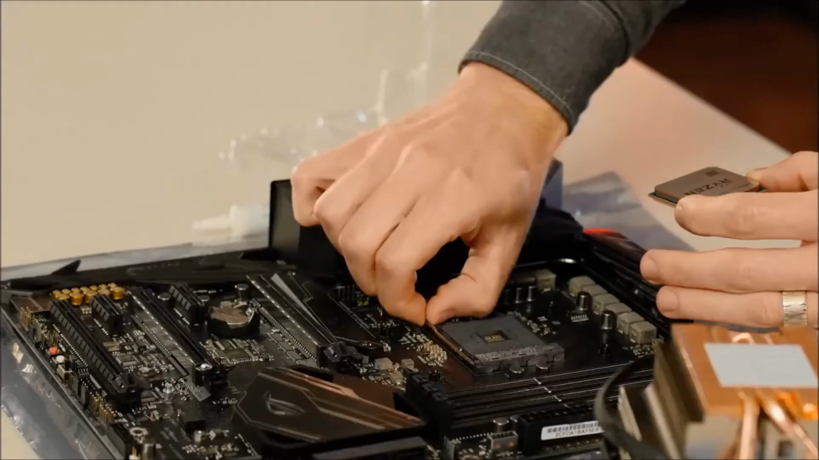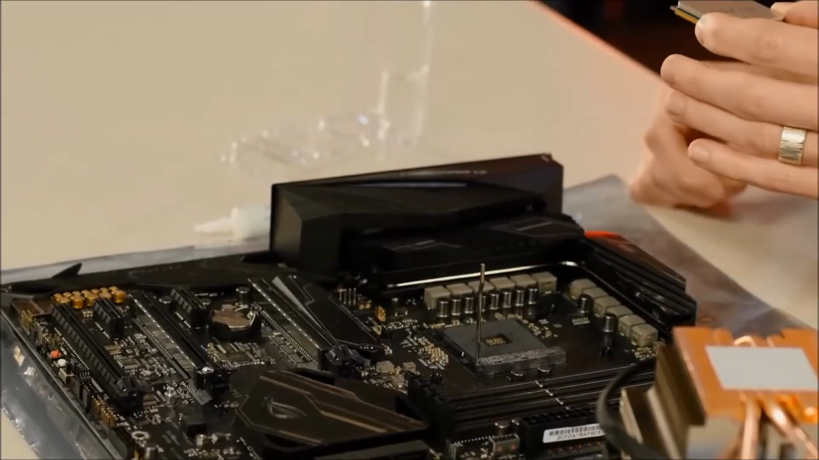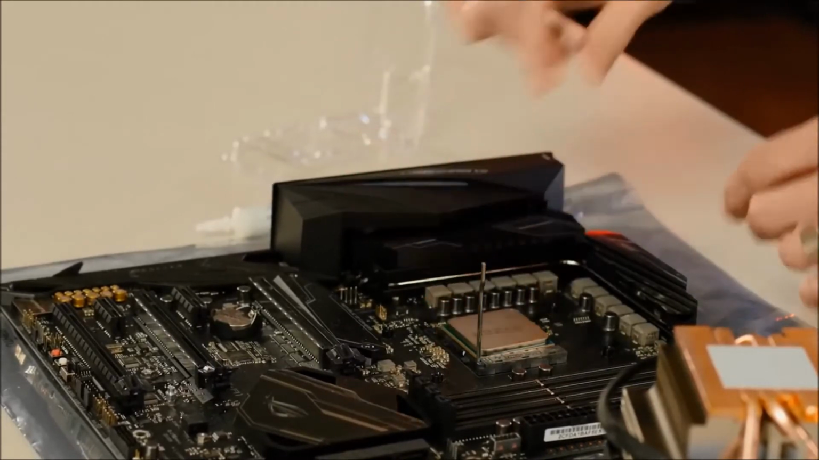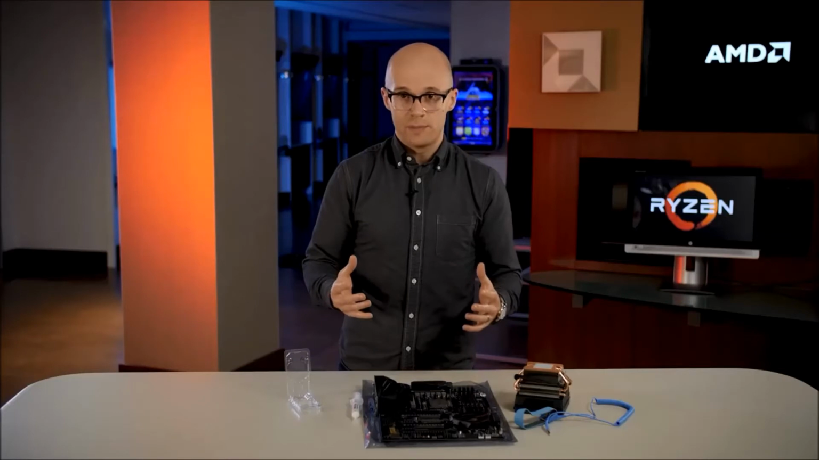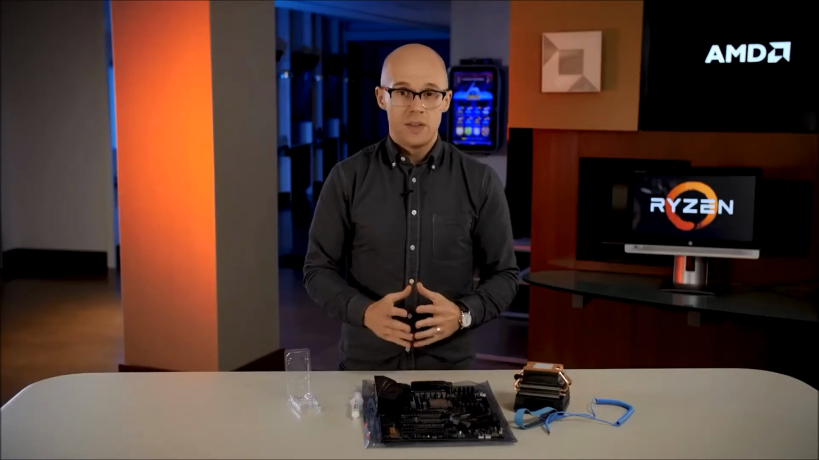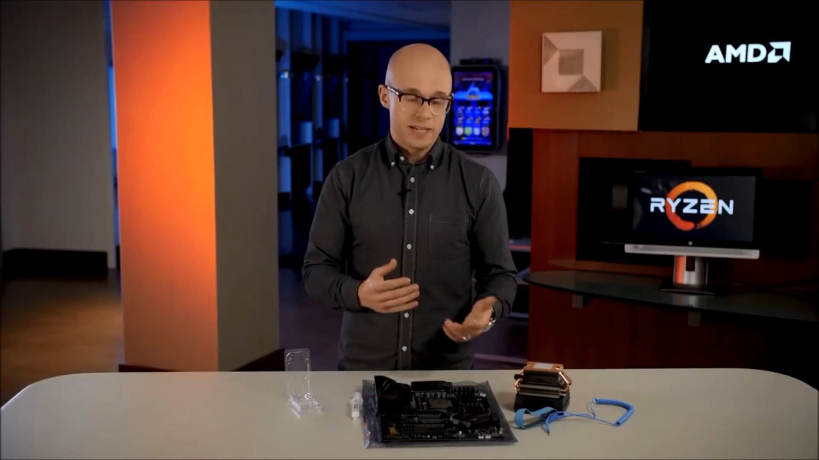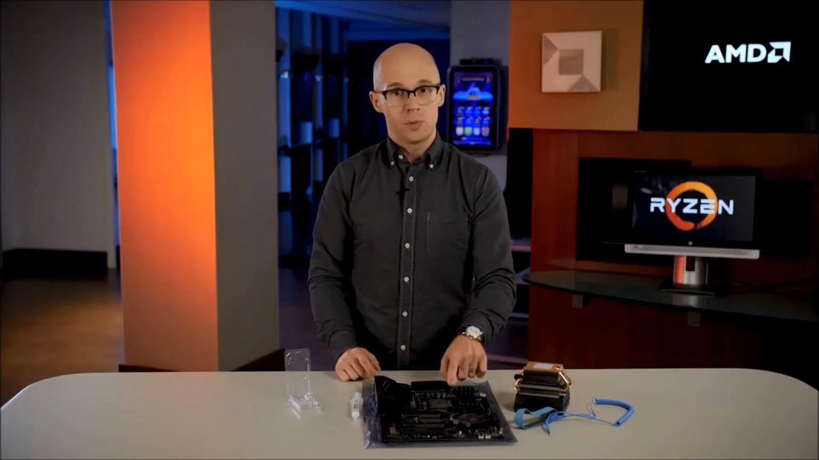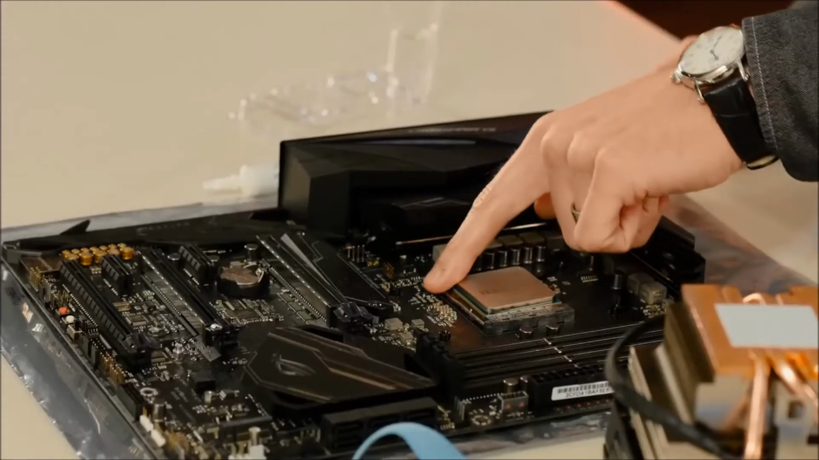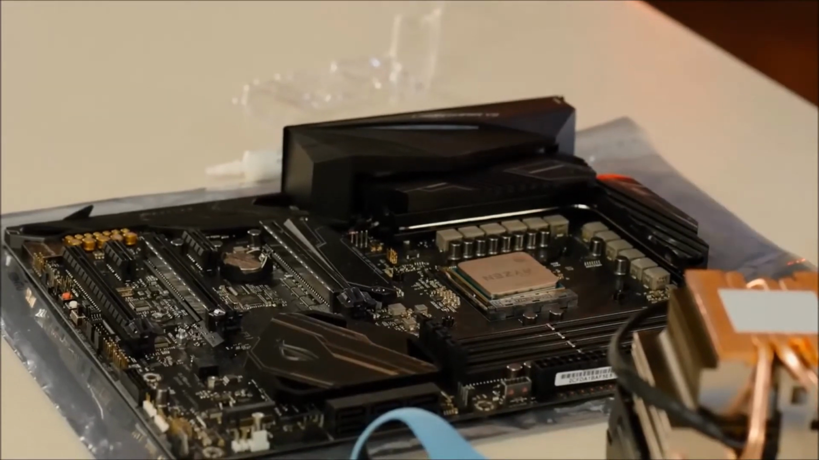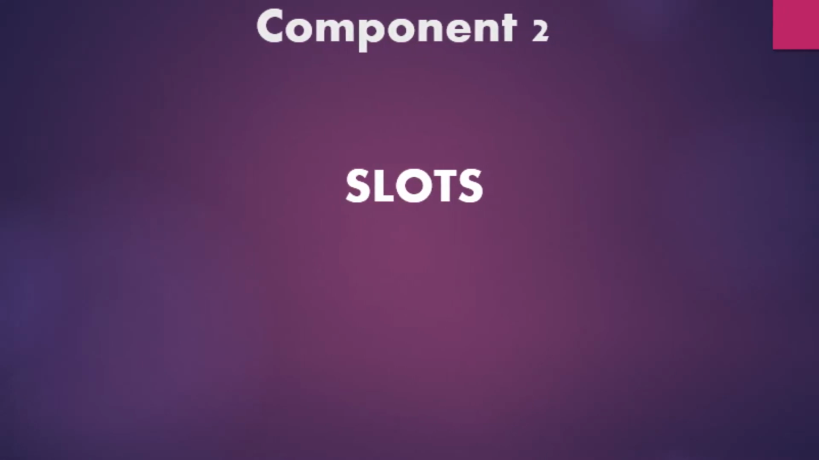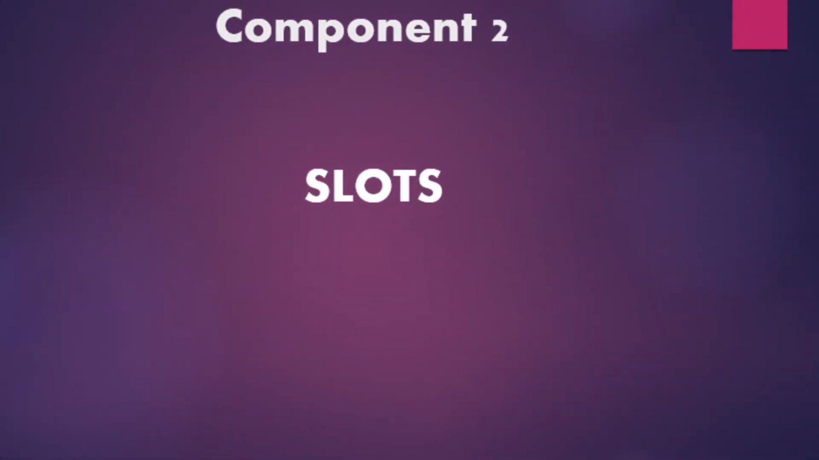And then you lift the metal arm on the CPU socket, and then you simply drop the processor into the socket. My CPU dropped in effortlessly. It should feel really easy to install this CPU. If it's not easy, then the CPU is either installed in the wrong orientation or you've not yet raised the metal retention arm on the socket. So once the CPU is installed, you can simply put that metal arm back down, and now the CPU is installed. Our next component found on the motherboard are slots.